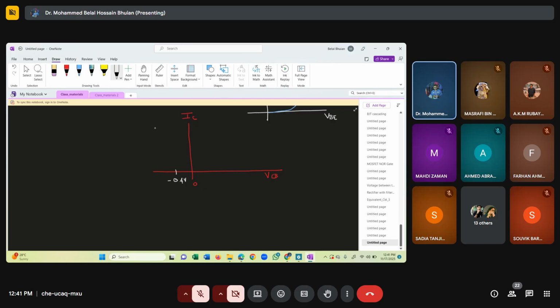So for VCB greater than minus 0.4 volt, it is constant, unchanged. You are changing VCB, but what is the value of current? You see, current doesn't change. On the other hand, for VCB less than that, we're going to find out it is like that. So it's minus 0.7 volt.